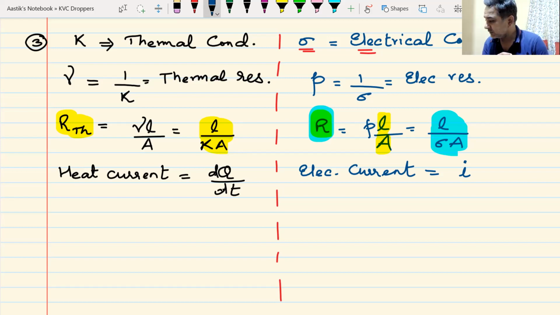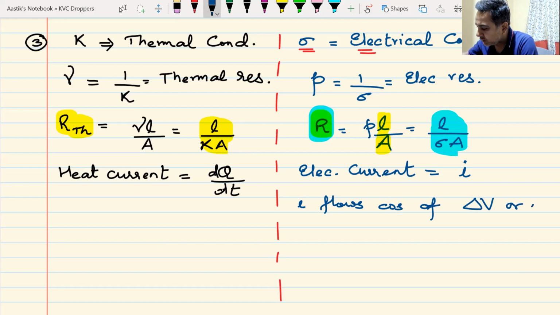Now, what causes current to flow? Current flows because of difference in potential, delta V or dV. Do we remember this? Difference in potential, or I can say V1 minus V2 or V2 minus V1.